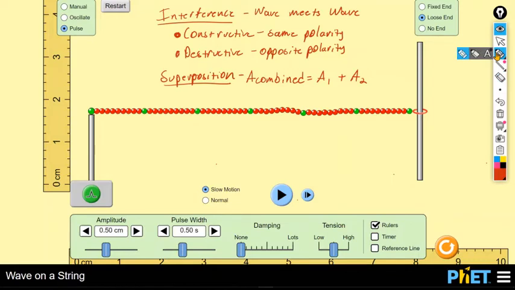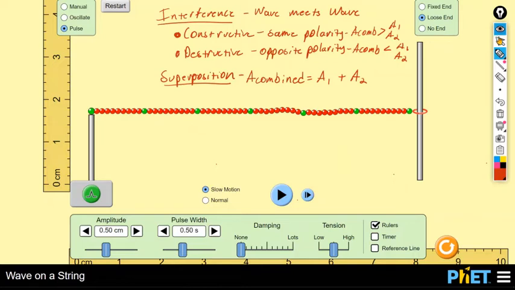You have constructive interference when they have the same polarity and the superposition amplitude, or the combined amplitude, is greater than A1 or A2. And when you have destructive interference, they have the opposite polarity and the combined amplitude should be less than A1 or A2.